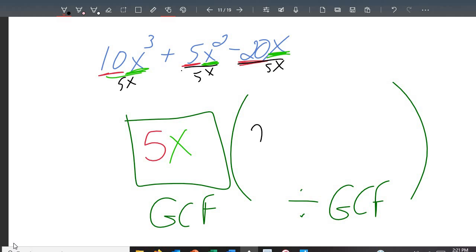10 divided by 5 is 2. I take 1x away, I'm left with x squared. 5 divided by 5 is 1. I take 1x away from x squared, I'm left with an x. Negative 20 divided by 5 is negative 4. I take 1x away from 1x, and there's no x's left. Your exponents have to decrease.